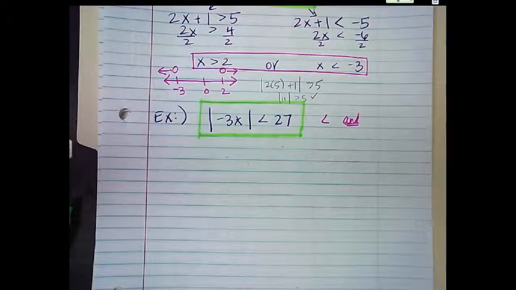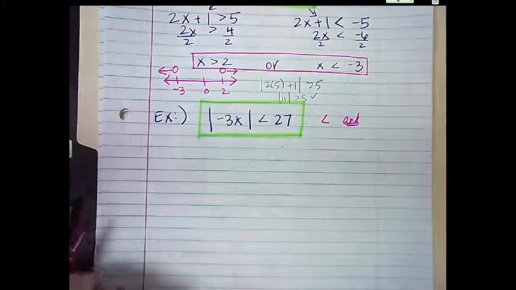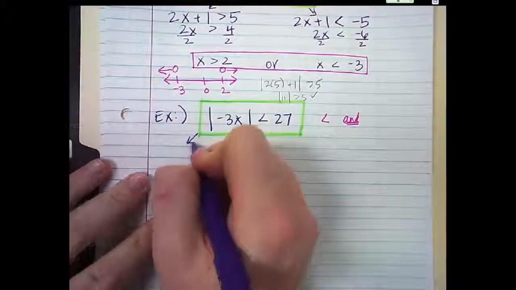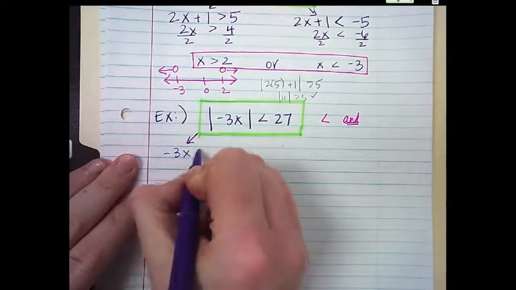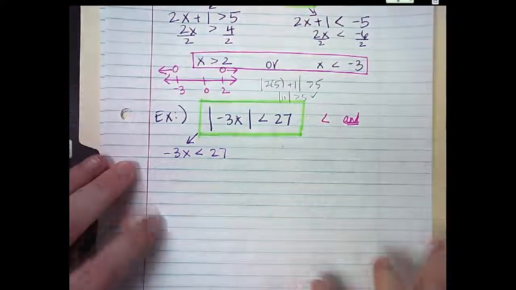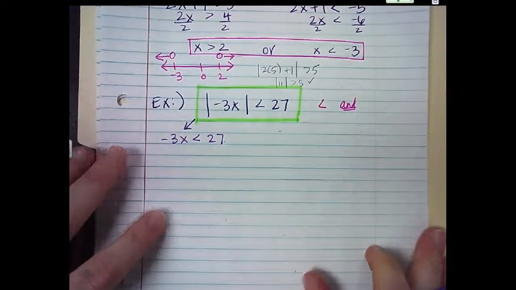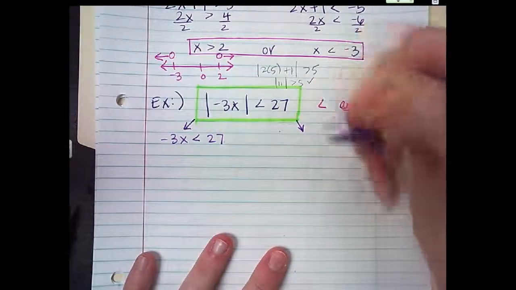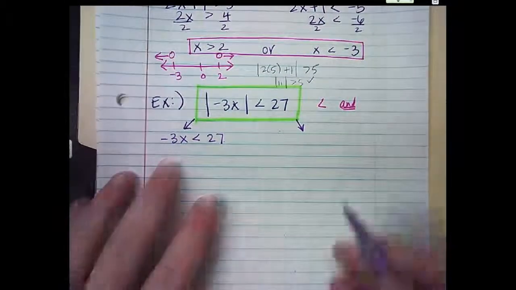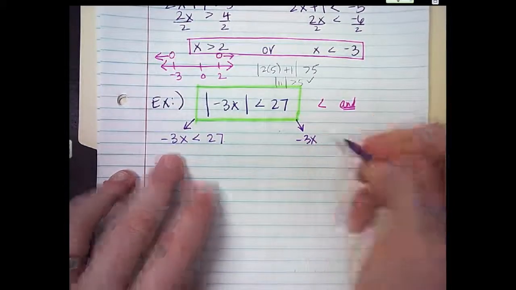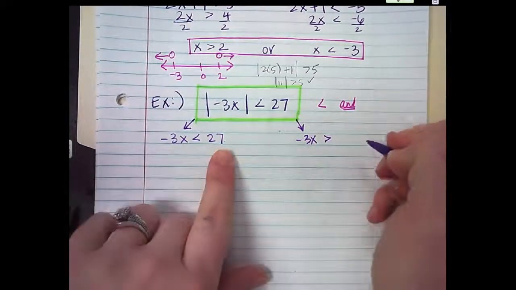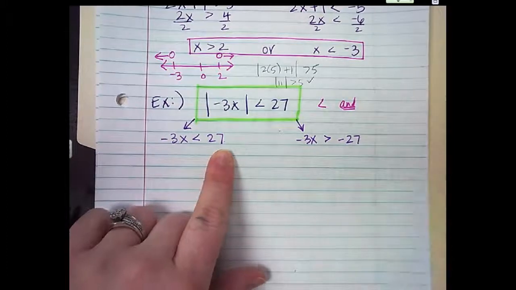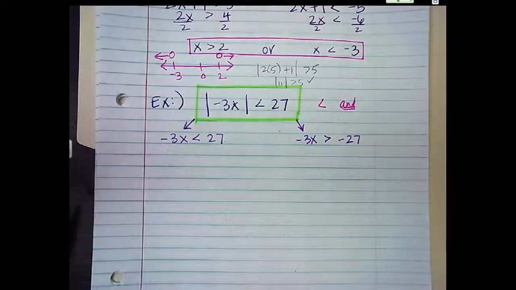The absolute value is by itself, so I don't have to do anything first. I'm going to go ahead and just split it up. So negative 3x is less than 27. I leave that one by itself. But then this is the one where we're going to switch. So negative 3x, flip the sign, and flip the sign of this number. Negative 3x is greater than negative 27.